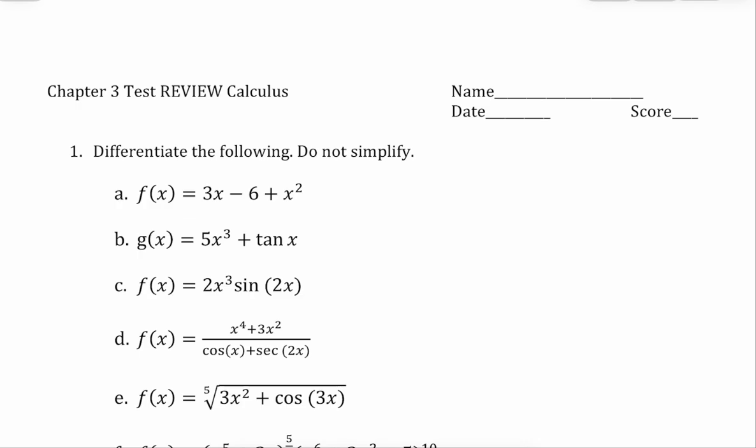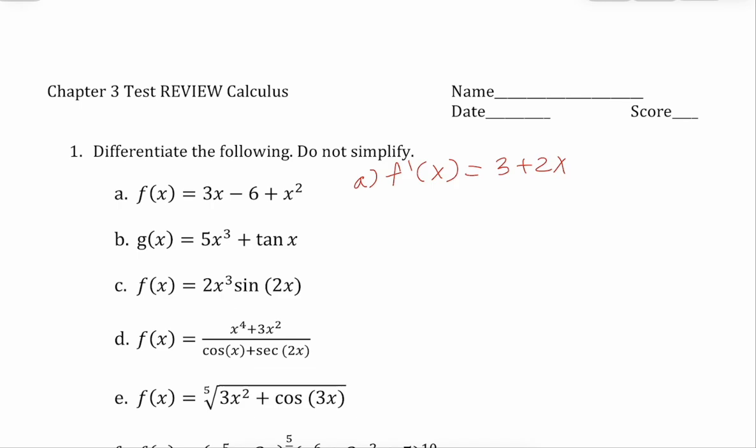So for a good chunk of the test, you're asked to differentiate this stuff. I only care about the first step. There's no simplification required. So just do the derivative, bam, you're done. So in A, the derivative, you're just going to give me 3 plus 2x. I don't need anything else, okay? I just need that first step.